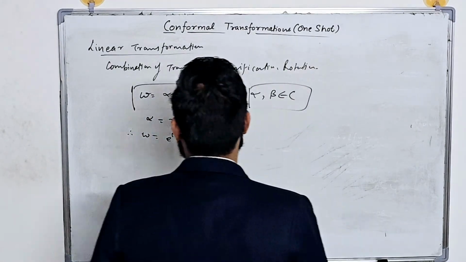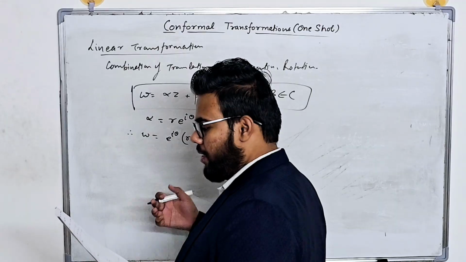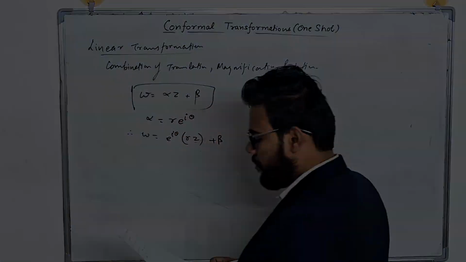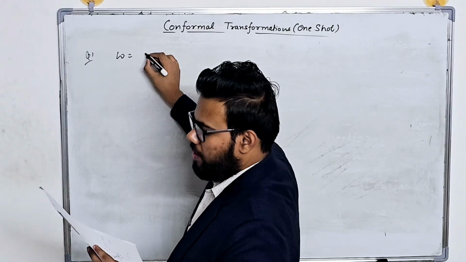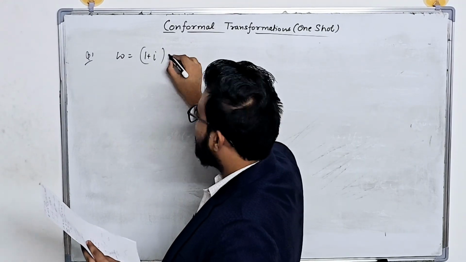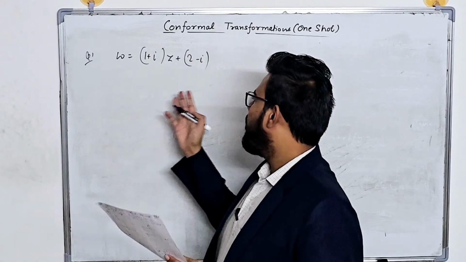Okay, so let's erase this, and let's move to some questions to understand this, right? So this is the question. We are given the linear transformation as w is equal to (1 plus i) z plus (2 minus i), right? This is the linear transformation.